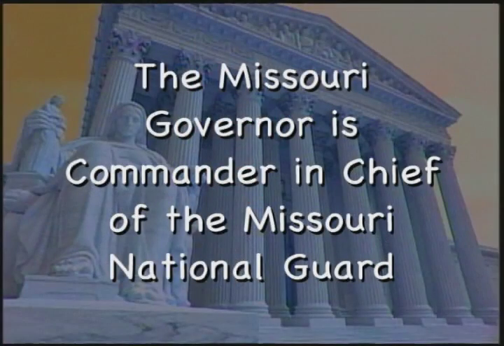Like the president's commander-in-chief role, the Missouri governor is commander-in-chief of the National Guard. This is the state militia. The Missouri governor has the right to activate the Guard to preserve order here in Missouri, such as during times of national disaster. He can call out the Guard and activate the Guard to deal with these kinds of problems.